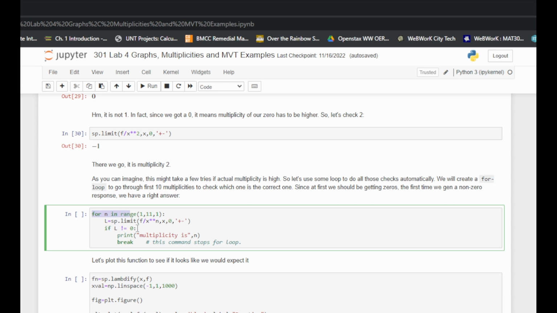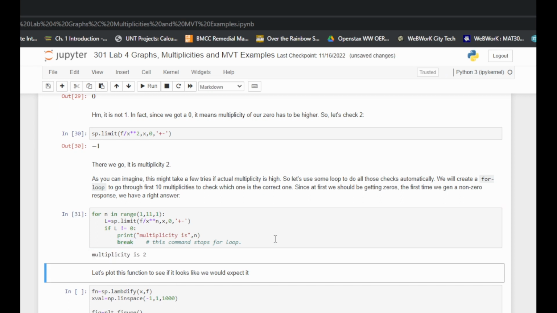If this limit does not equal 0, which means we found it, we will print the multiplicity is n. And this command break will stop the for loop, so we don't have to check everything else. So for example, in our case, the f has multiplicity 2, which we already knew.